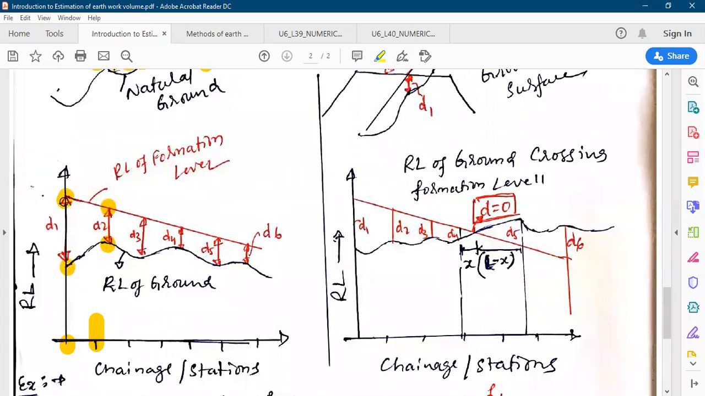Here we'll be having RL of formation level. The difference of this will give the depth at the first station. The difference of this will give the depth at the second station. The difference of this will give the depth at the third station. Like this it goes on, right?